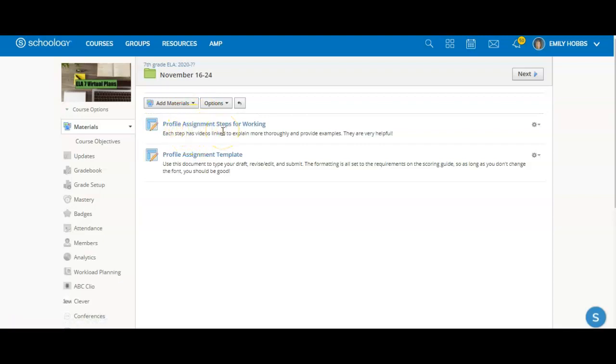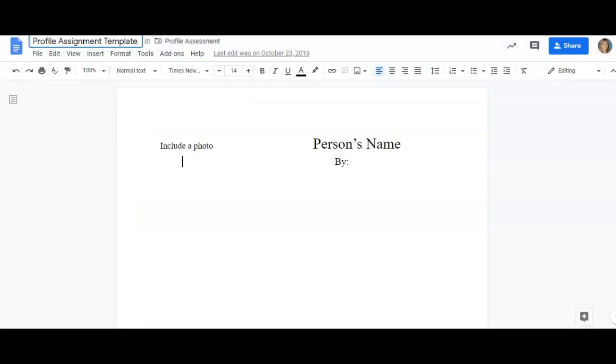steps for working. There should be something new that you can see, profile assignment template. That's what you're going to click on to get to this assignment, and it's basically a template for you to type your paper on. And it's going to look like this, yours is. And you're going to include a photo here of the person. The person's name is going to go here, by, and then down below you're just going to type.